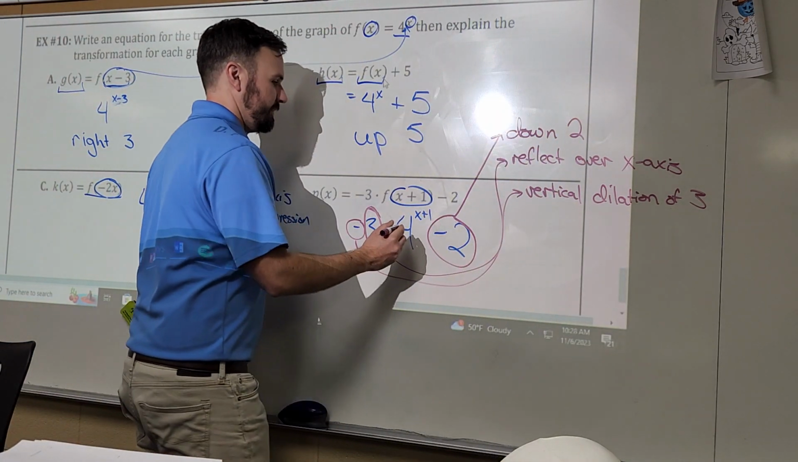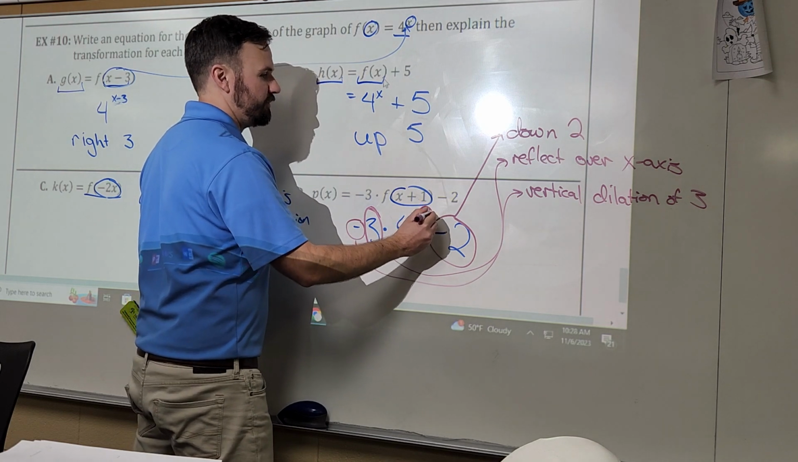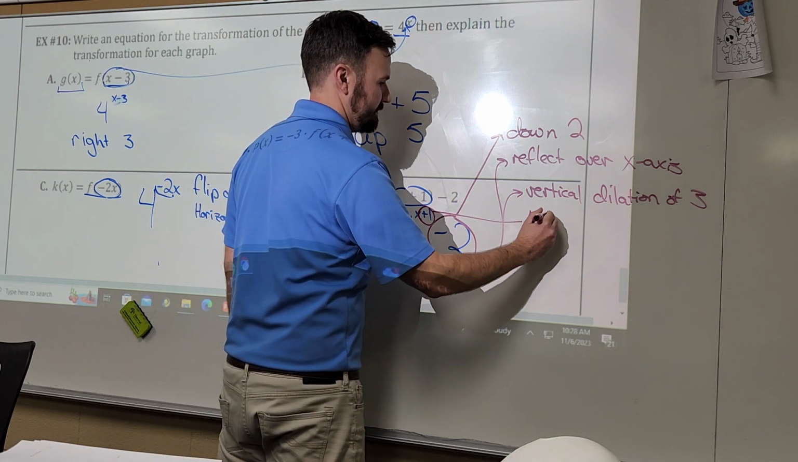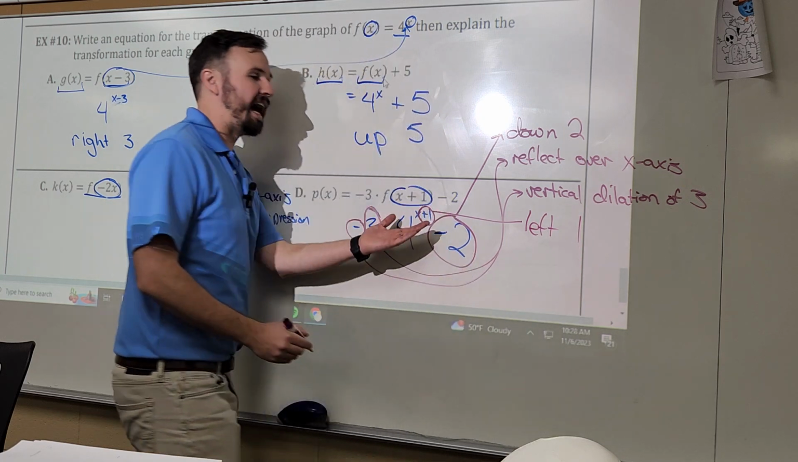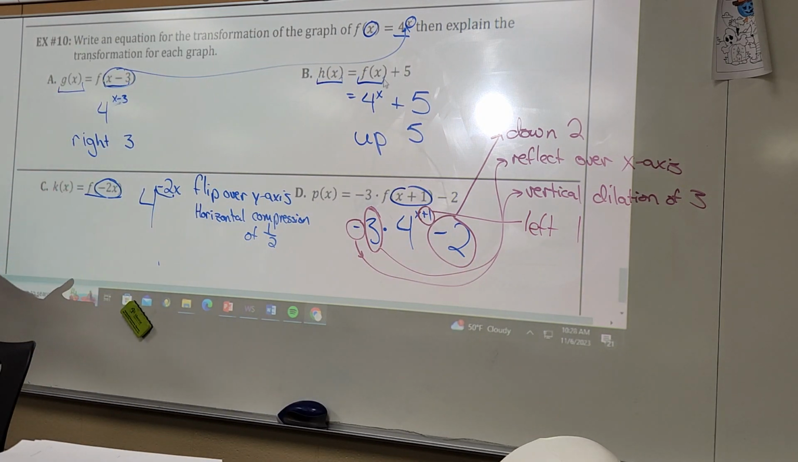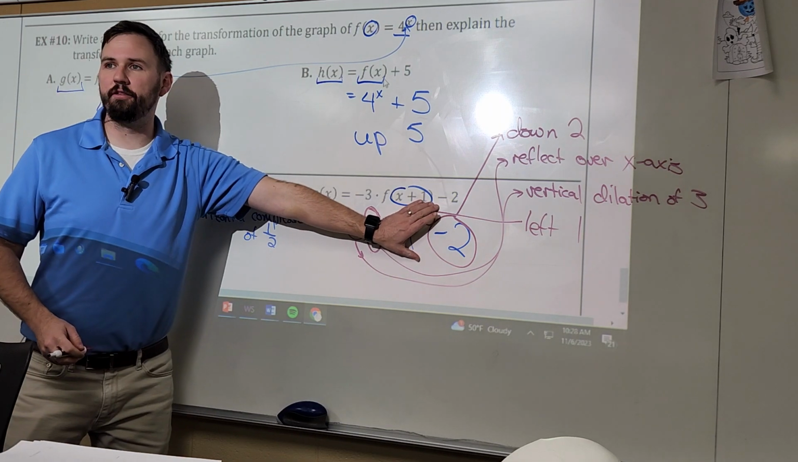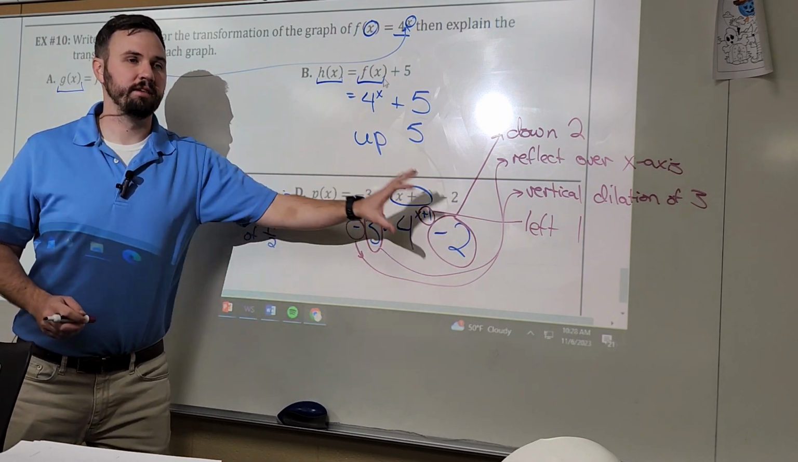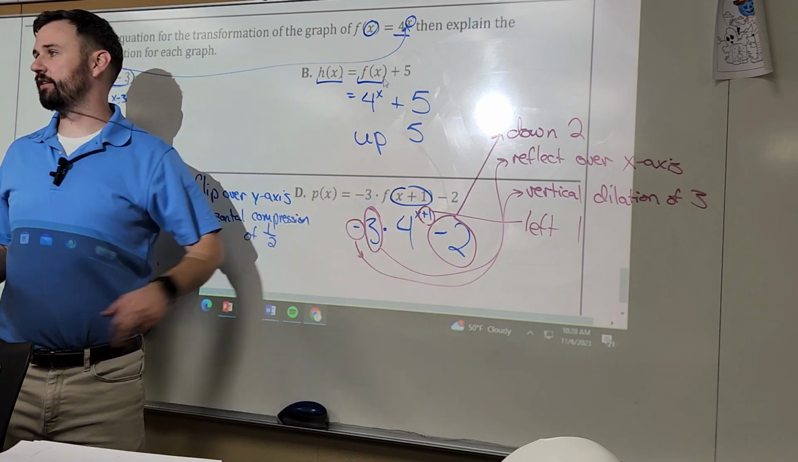We have one more. What's this plus 1 going to do? Left 1, right? It's opposite, because that's affecting my x, not my y. Remember, this thing is my y, my f of x, so I'm affecting that on the outside. The stuff in here, I'm changing my x value.